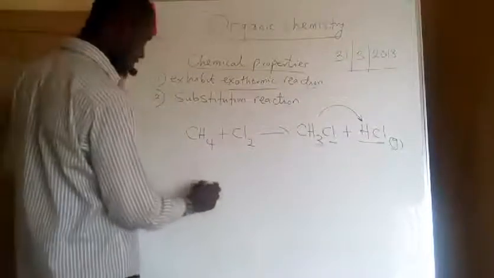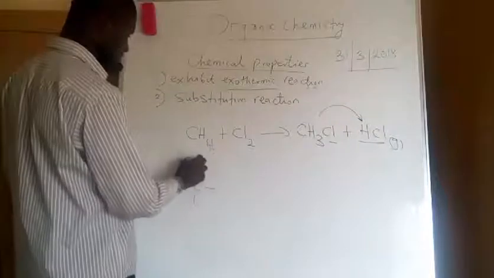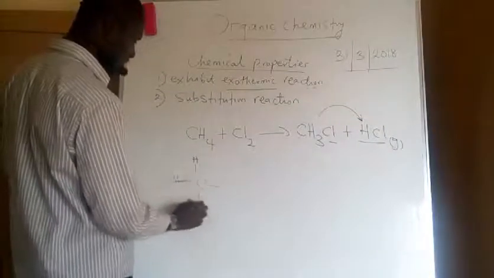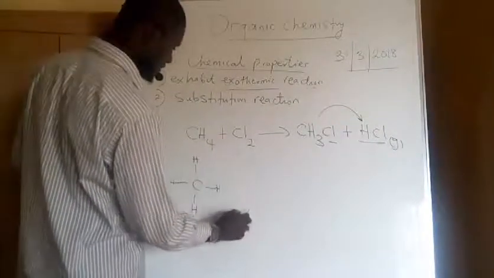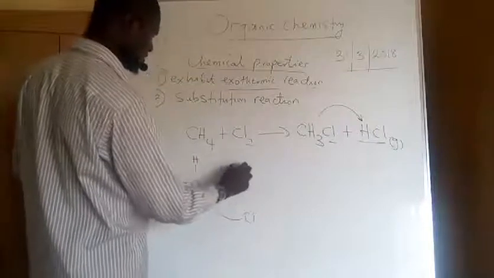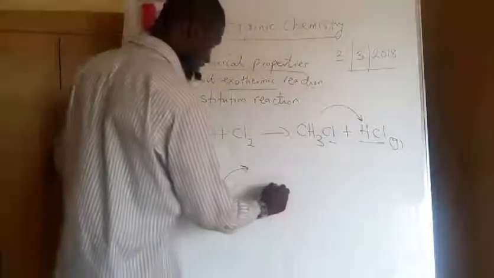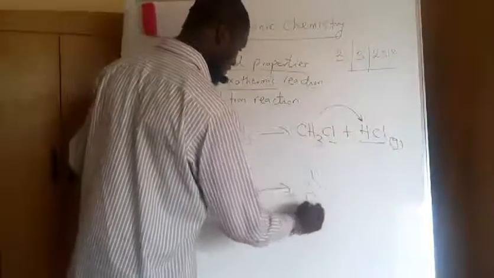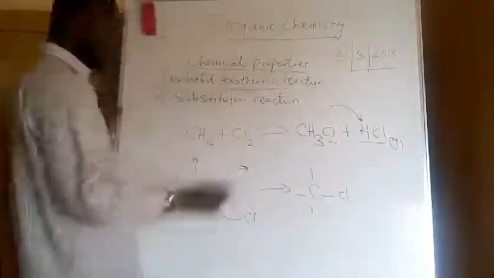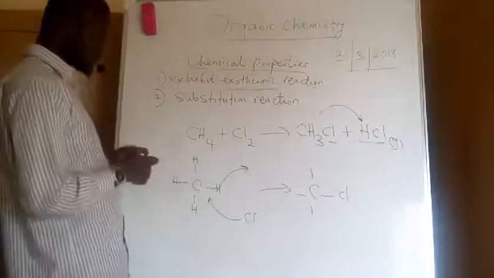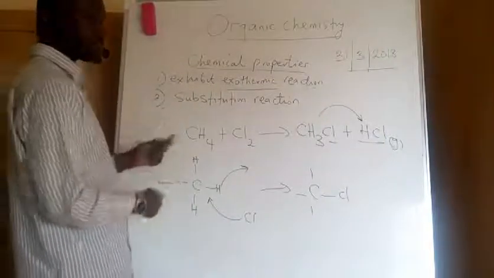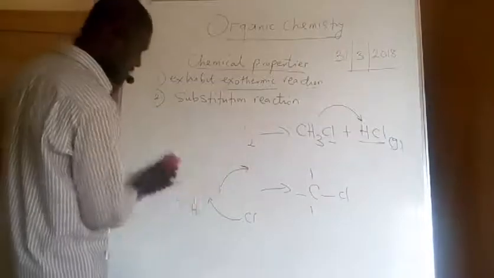So in substitution reaction, for you to add an element to a substance, you must first remove one element. So if I remove hydrogen, I put my chlorine. Now I have a compound with chlorine and the hydrogen is gone out. This is substitution reaction. So they always undergo substitution reaction because they are saturated.